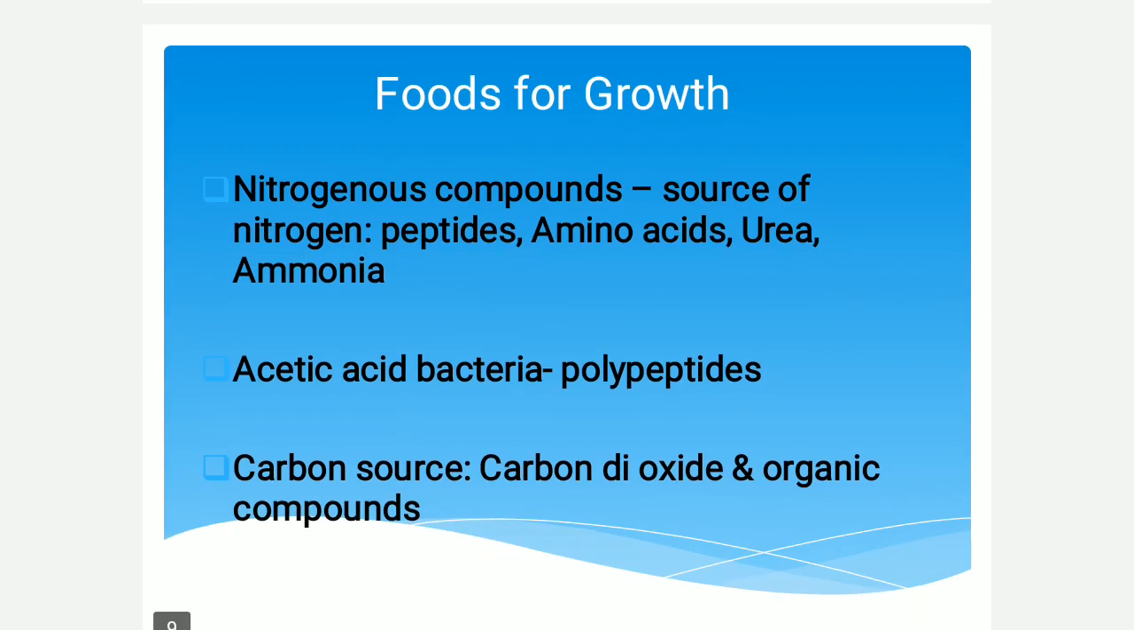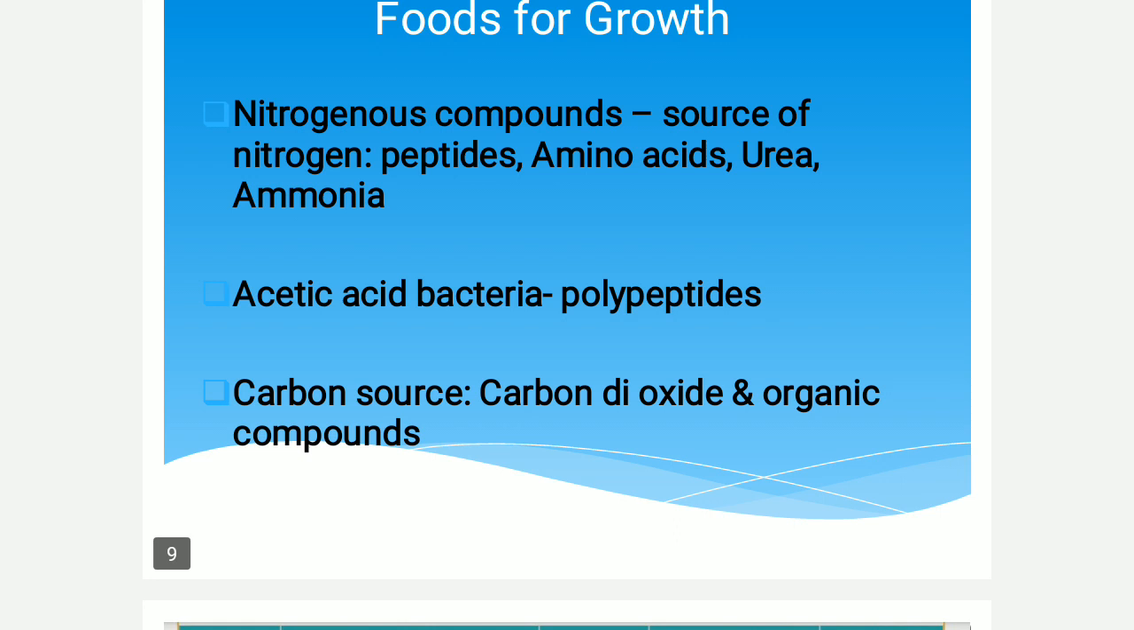Coming to foods for growth, the microorganisms differ in their ability to utilize nitrogenous compounds as a source of nitrogen for growth. Peptides, amino acids, urea, ammonia, and many other simpler nitrogenous compounds may be available to some organisms, but not to others. Some of the acetic acid bacteria grow best with polypeptides as nitrogen foods, and they cannot attack casein. Many kinds of molds are proteolytic. Proteolytic bacteria grow best at a pH near neutrality and are inhibited by acidity.